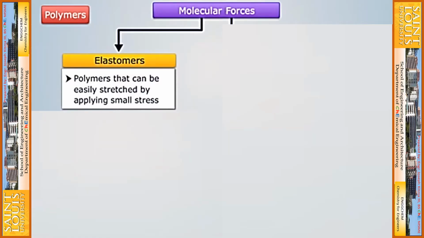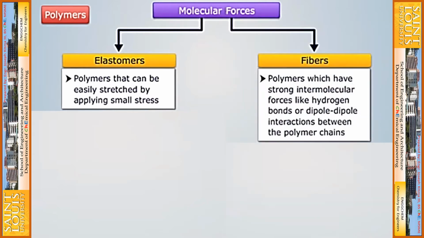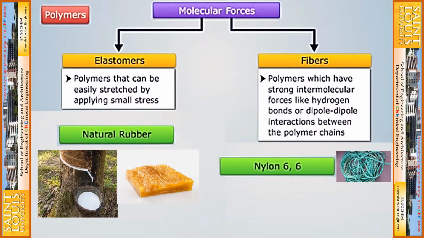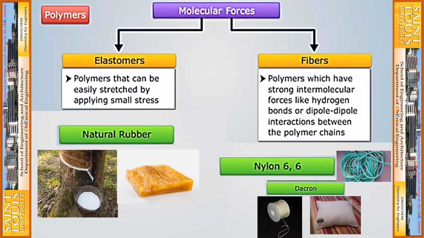For the molecular forces, we can have elastomers. These are polymers that can be easily stretched by applying small stress. We also have fibers. These are polymers which have strong intermolecular forces like hydrogen bonds or dipole-dipole interactions between the polymer chains. Natural rubber will be an example of elastomers. Nylon 6,6 will be an example of fibers, including the dacron.